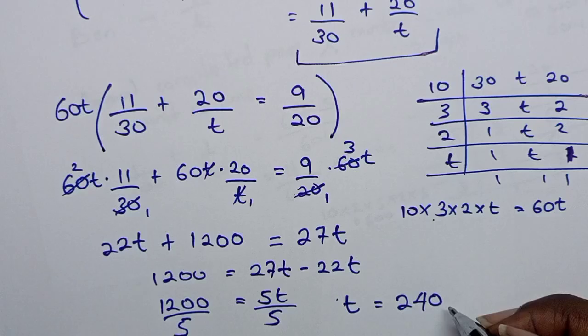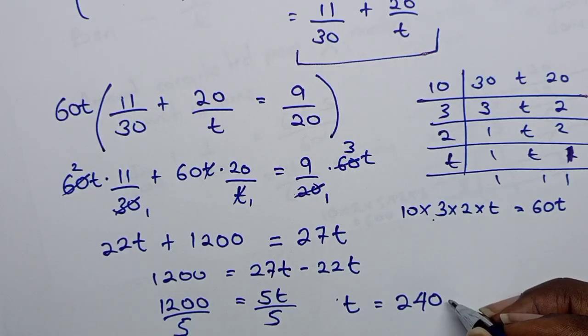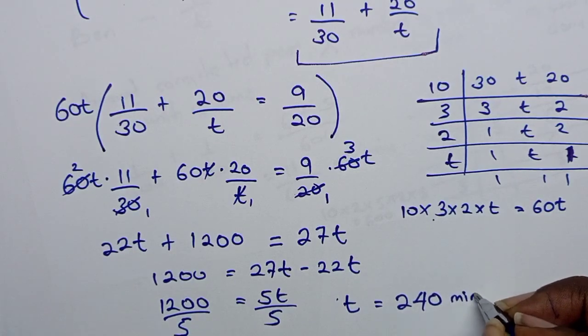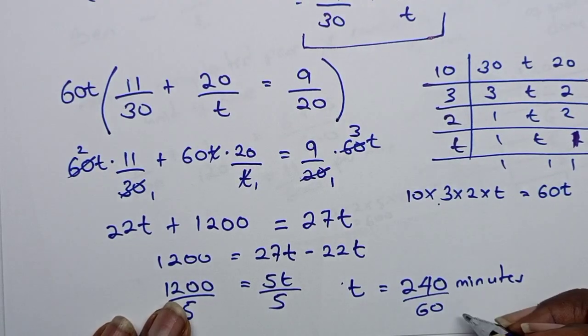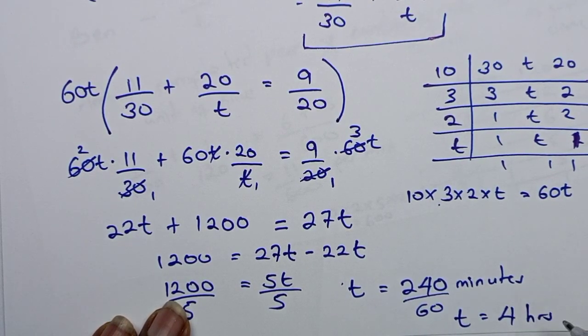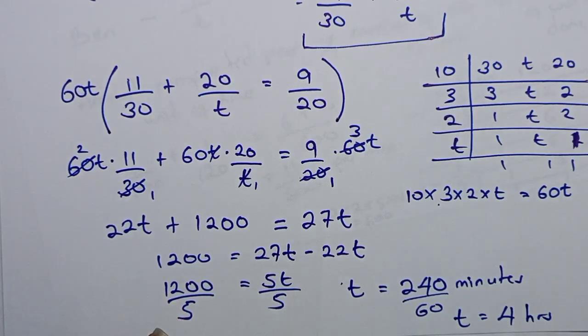So this is in minutes, okay? You shouldn't confuse. This is in minutes, since we had transferred everything into minutes. So Ben takes 240 minutes to do the whole job alone. Now, since there are 60 minutes in 1 hour, when you divide this by 60, t will be equal to 4 hours. So that means that Ben takes 4 hours to complete the task alone.